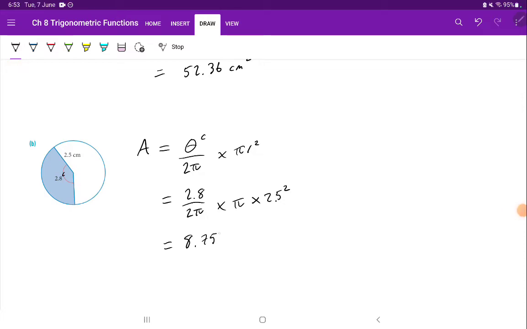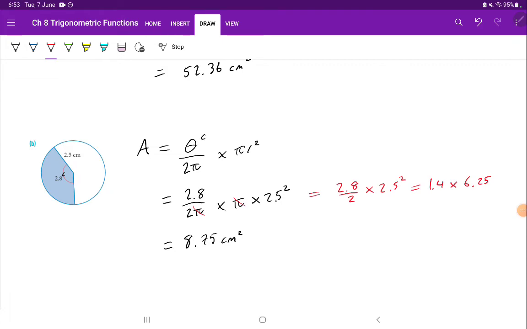8.75 centimeters squared. Just as a bit of an aside before I finish up, you can in fact simplify this, because you've got pi on the bottom, you cancel with the pi over here, and you'd be left with 2.8 over 2 times 2.5 squared, and then that would become 1.4 times 2.5 squared, which is actually 6.25. Check your square numbers to learn that one.